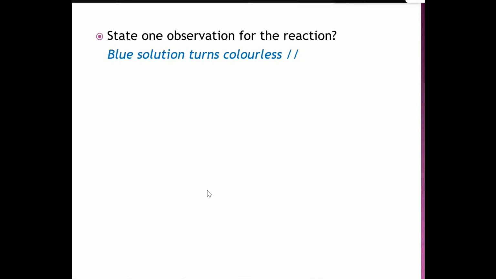Okay, so we can continue. For the next question, state one observation for the reaction. Just now we came up with the keyword: excess zinc powder is added into the copper 2 sulfate solution. So there are many possible answers for this observation. One of them is that the blue solution turns colorless because excess zinc powder is added, meaning that all copper is displaced. Therefore, the blue solution will turn colorless. This one for sure is the best answer among all.